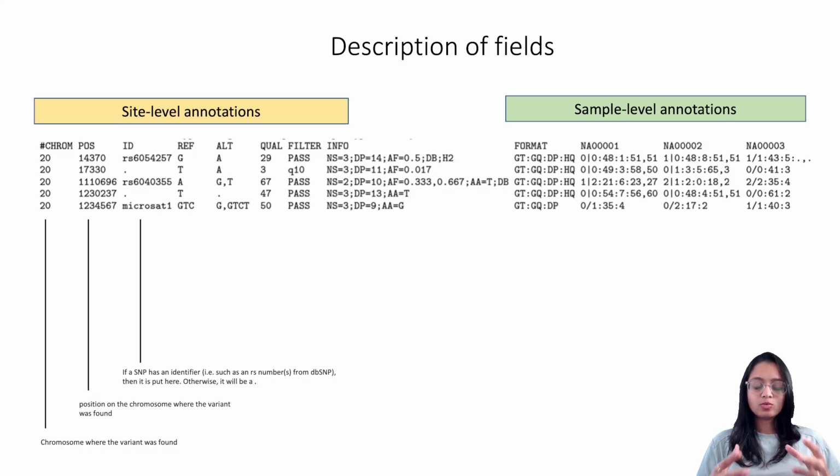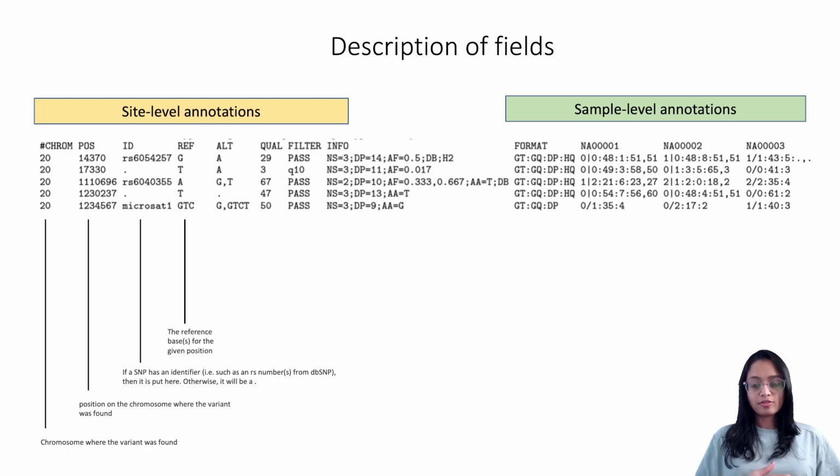The ID is basically to indicate whether this variant has previously been classified and is present in any database like dbSNP. So based on the variant, their position on the chromosome and the location, whether this variant has been previously classified and is it a part of a database. If it is, then that identifier is present here, so that will help us identify these variants across many samples. If not, then a dot indicates that this variant has not previously been classified.